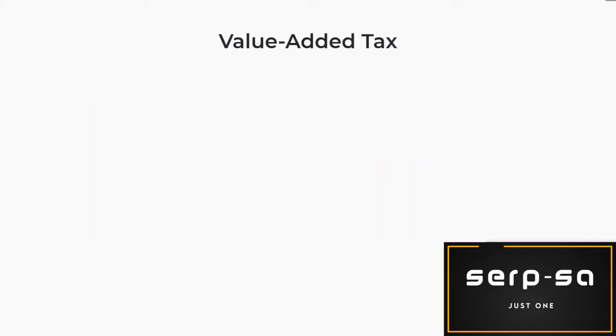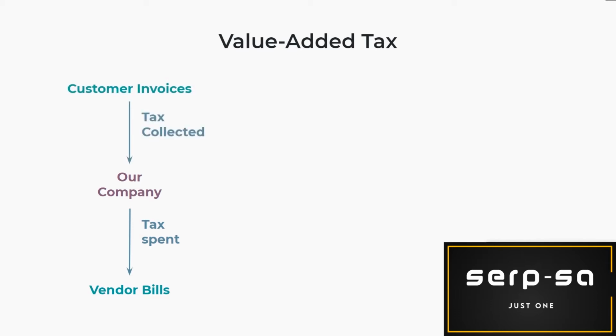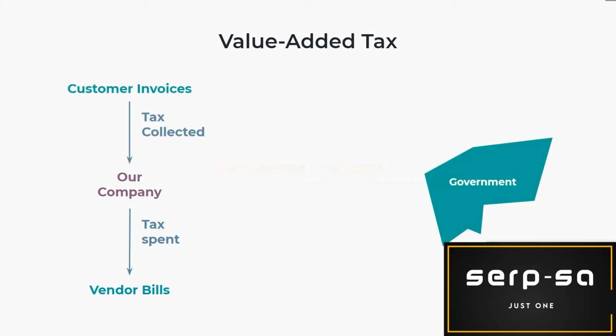Another form of taxation is the value-added tax, or VAT, also known as the Goods and Services Tax, or GST. This tax is based on the increase in value of a product or service at each stage of production or distribution. Concretely, this means that we add all the taxes we spend on the vendor bills, and we also add all the taxes we collect from our customers. The difference between the two is what we send to the government.